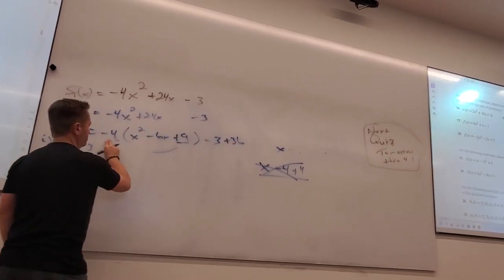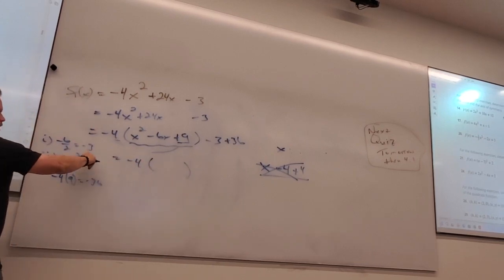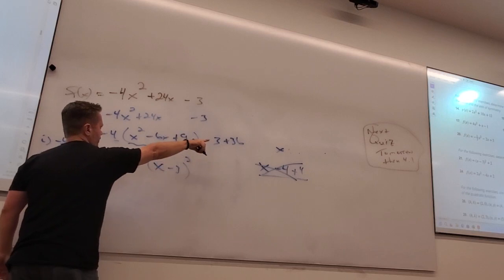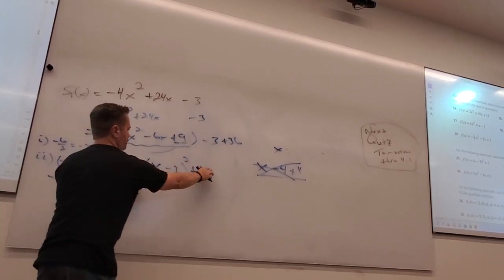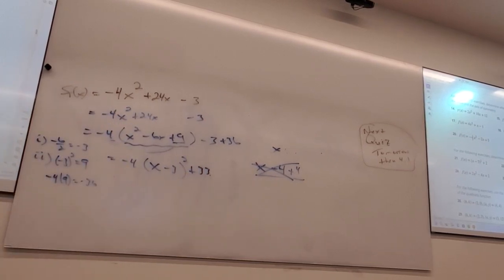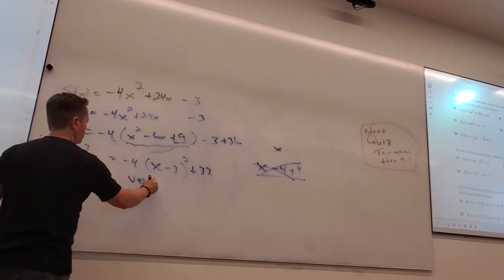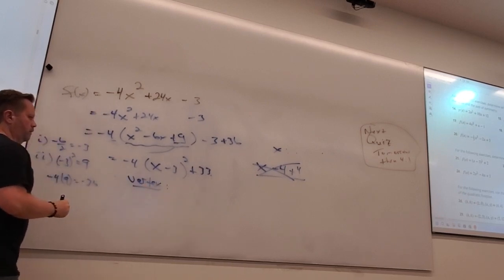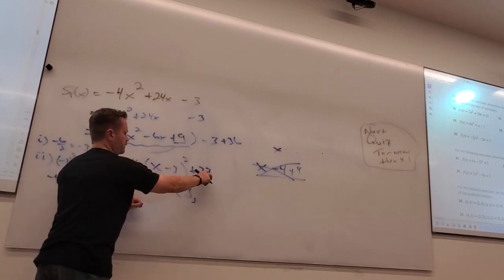What can I do now with this piece? Factor. And how does it factor? -3. Yeah. X minus 3 squared. What do I get out there? 33. Okay. So the next question would be, what's the vertex of this thing? Three, thirty-three. It goes right 3, like Philip said, and then it goes up 33.